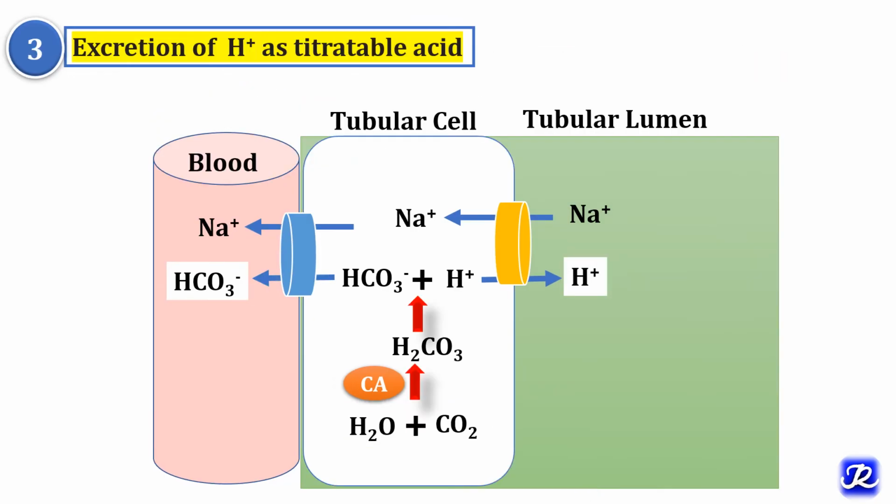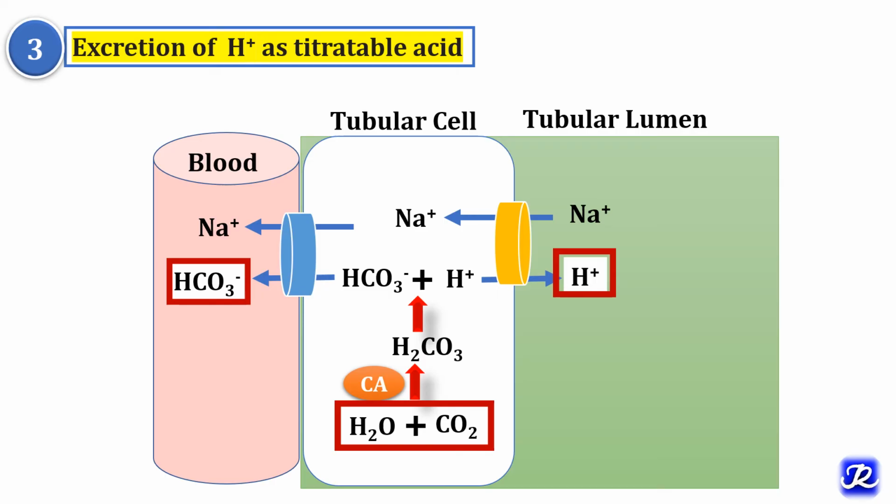Third mechanism is excretion of hydrogen ions as titratable acid. Titratable acidity is a measure of net acid secretion by the kidney, and the measured titratable acid present in the urine is sodium dihydrogen phosphate. And you can see in this diagram that the bicarbonate synthesis occurs in tubular cell, and there is secretion of hydrogen ion and reabsorption or regeneration of one bicarbonate ion. Phosphate buffer plays a very important role here.